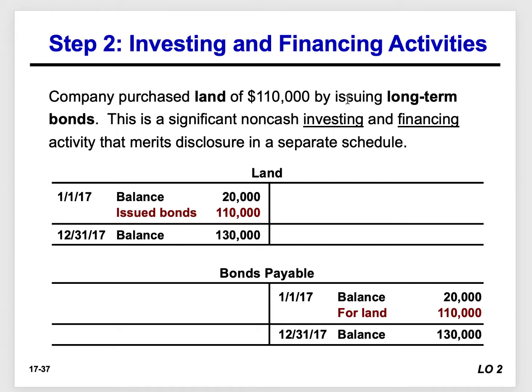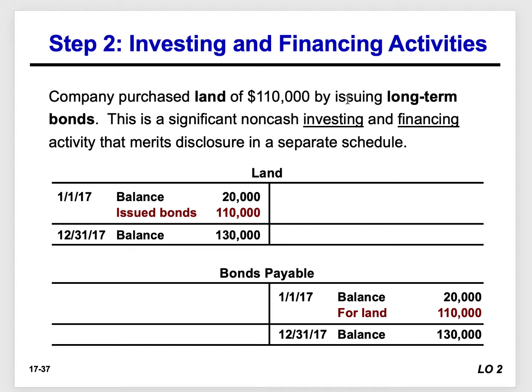Right now, in the homework problems, we're going to tell you, hey, we bought land by issuing bonds, right? However, in the real world, when you get out there, there might not be someone that says, hey, we did this. You kind of got to know how to find that information. So here we see an example of a company that purchased land for $110,000, and they did this by issuing bonds, right? Now, first off, this is definitely a significant non-cash investing and financing activity.